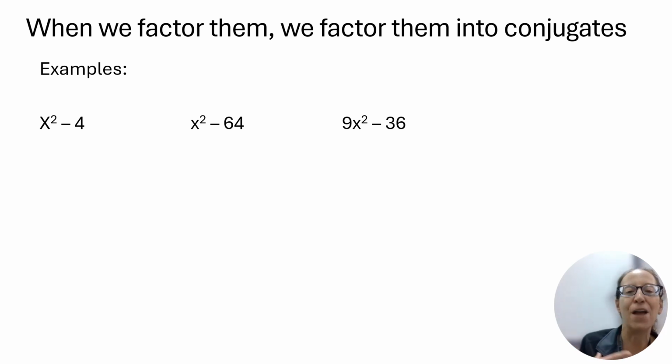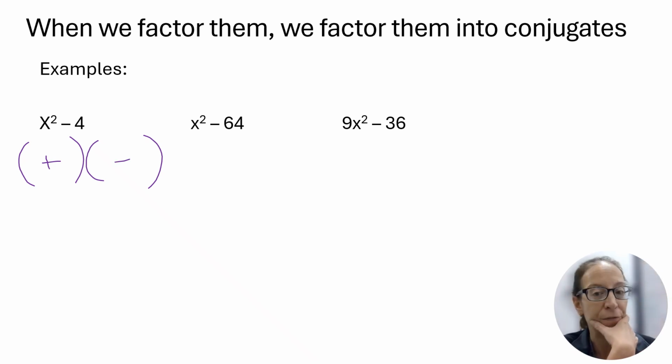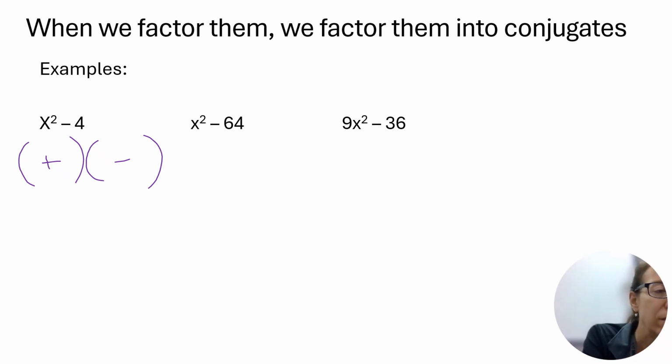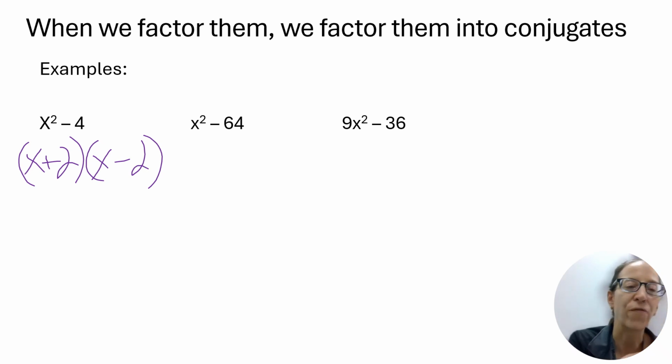into conjugates. And what you think about is what squared gave me this thing. So we'll go set up the conjugates. One's going to be a plus, one's going to be a minus. And we say, what squared gave me x squared? That's x. And then maybe like the trickier question, what squared gives me 4? Oh, that's right, that's 2. And so the factors are x plus 2 and x minus 2. Those are the two things that are multiplied.